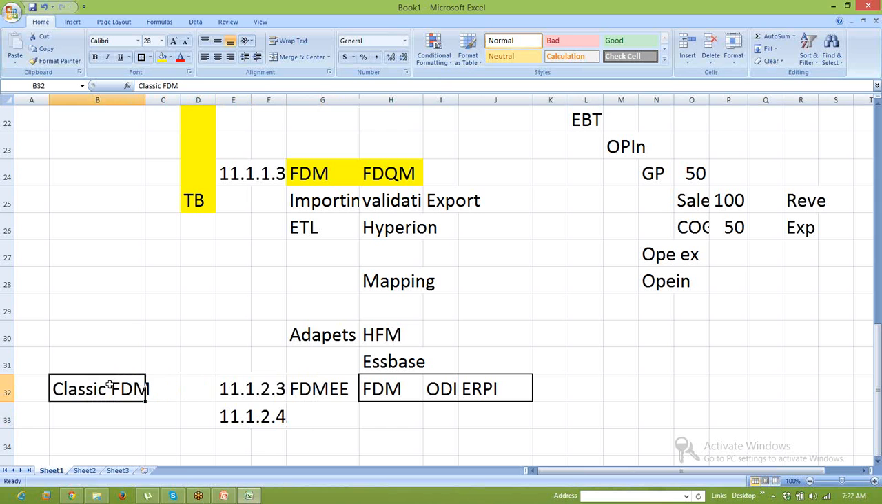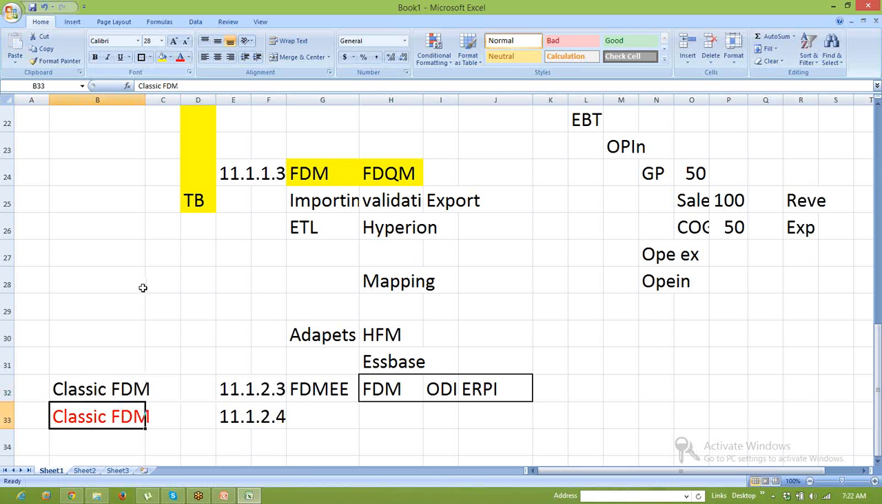For old clients, they are simply giving classic FDM, and new clients are going with FDMEE, up to 11.1.2.3. But in 11.1.2.4, there is no classic FDM.